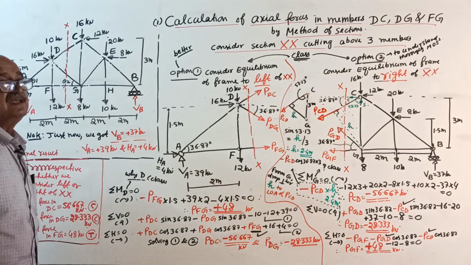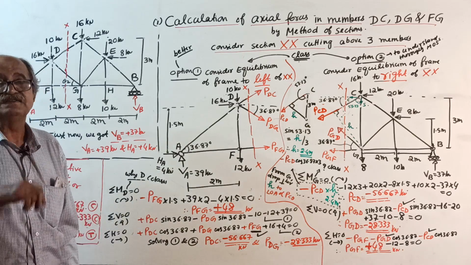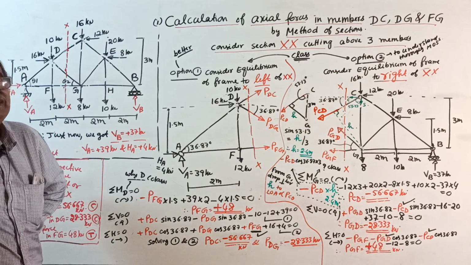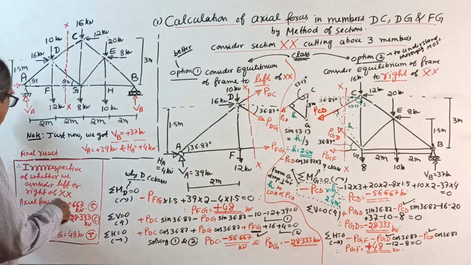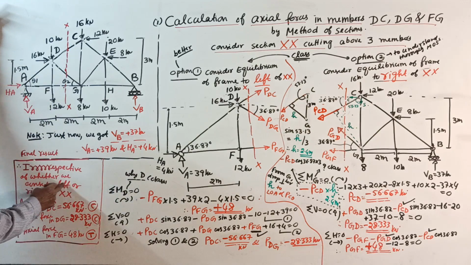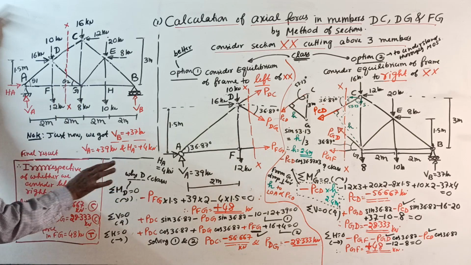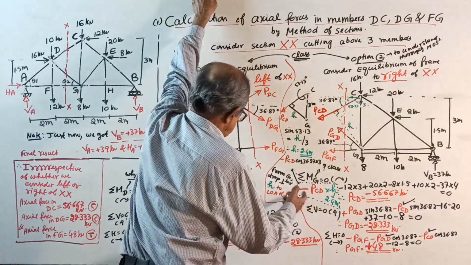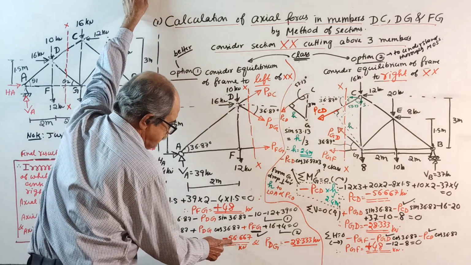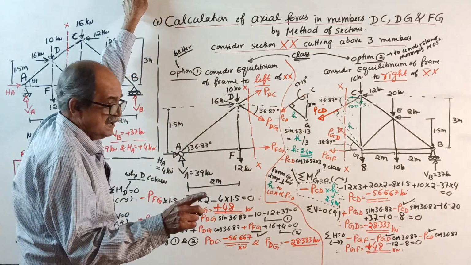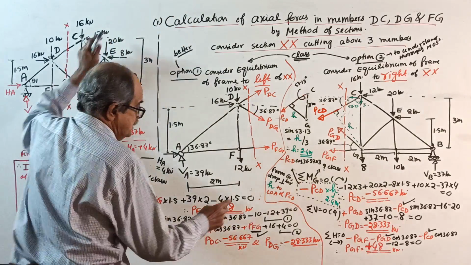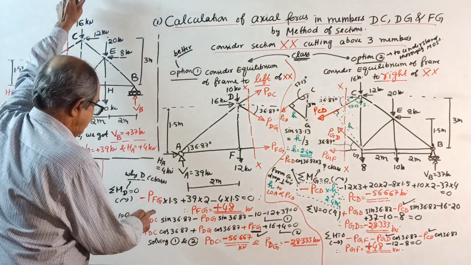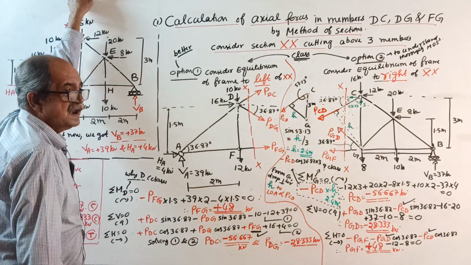Therefore, irrespective has got only 2 R's. I know that much English. But I am stressing it now. Irrespective of whether we consider left or right of XX, whatever you consider, axial force in DC equal to 56.667 kilonewton compression, then DG 28.333 kilonewton compression, and FG 48 kilonewton tension.